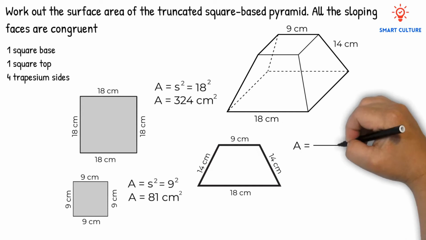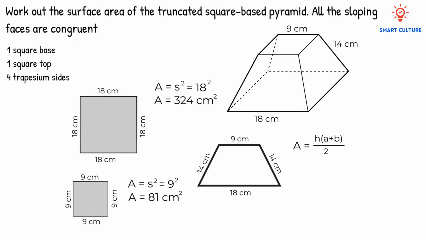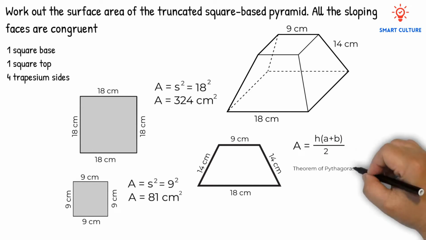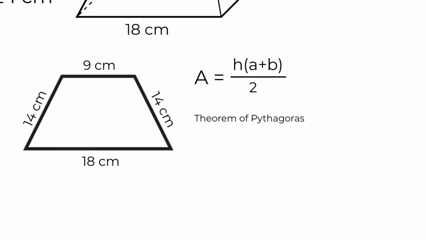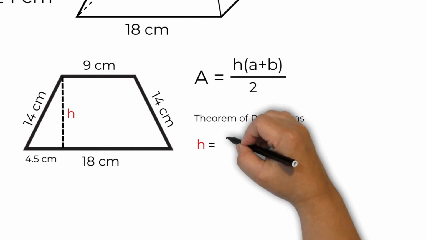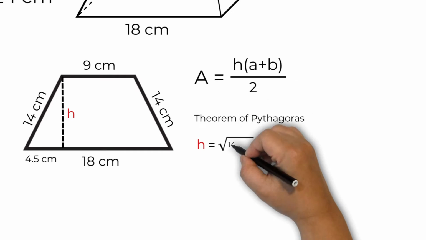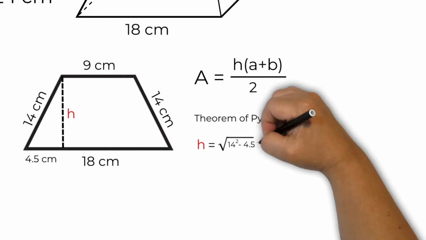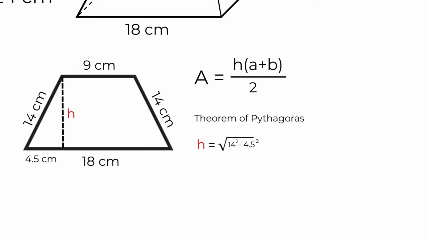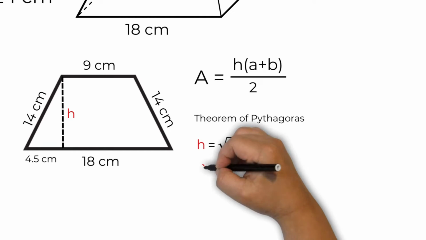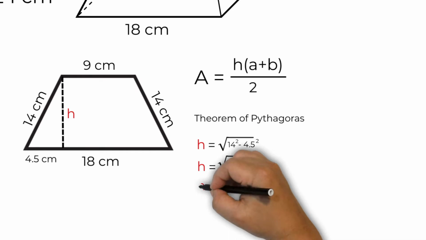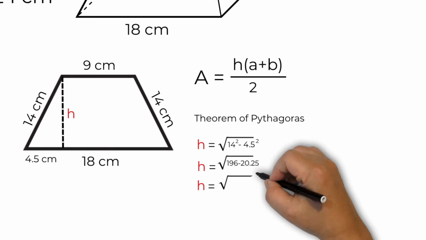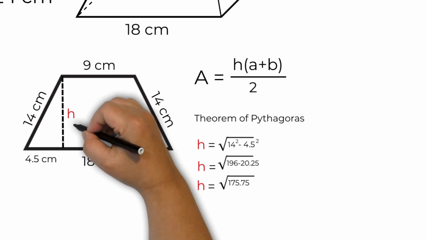So we'll use the following formula: (a plus b) divided by 2 times the height. We don't have the height at the moment, so we can use the theorem of Pythagoras to determine the height. We'll work with this imaginary triangle over here, and we have 2 sides. Now we can use the theorem of Pythagoras to solve the other side, which is the perpendicular height of the trapezium. So we take the square of the one side, which is 14, and we subtract 4.5 squared, which is another side of this imaginary triangle, and then we get the square root of 175.75. So we'll take this value as the height.